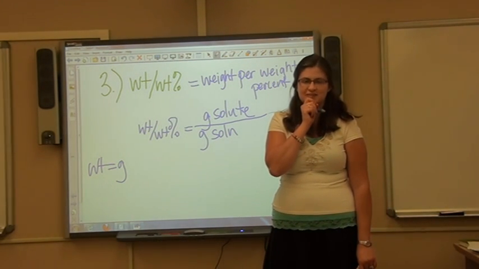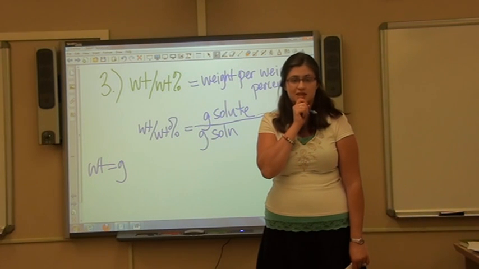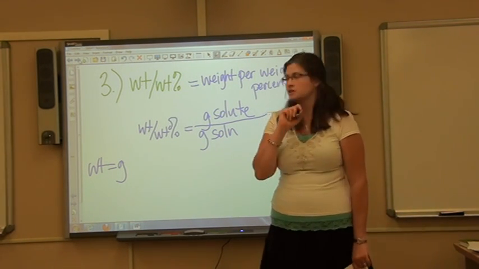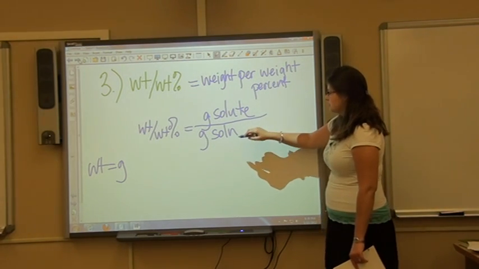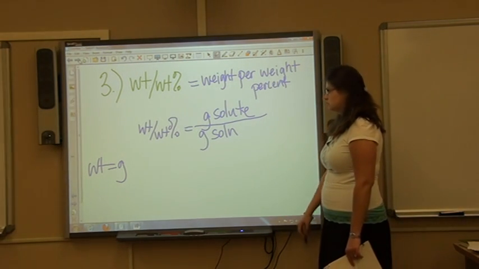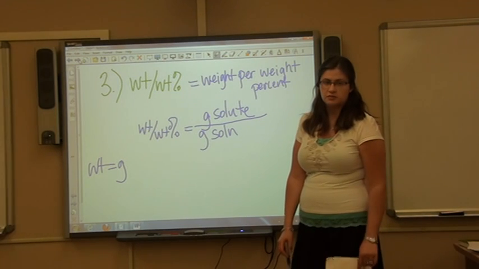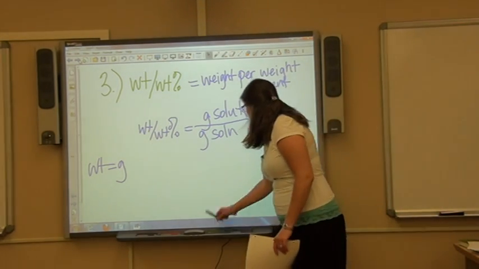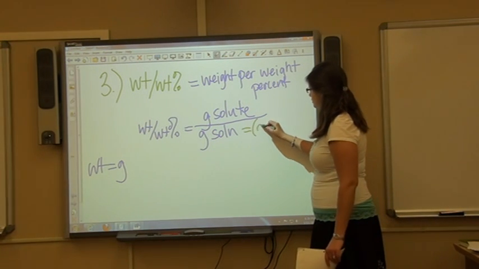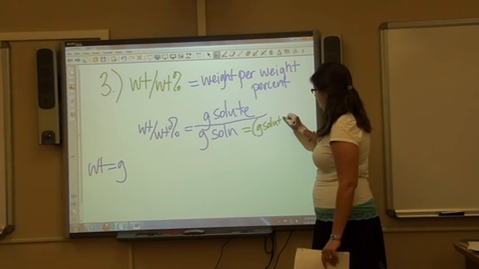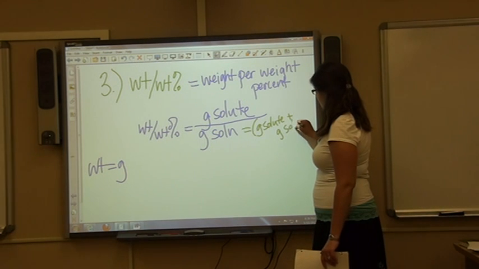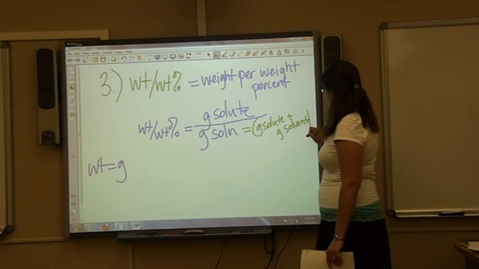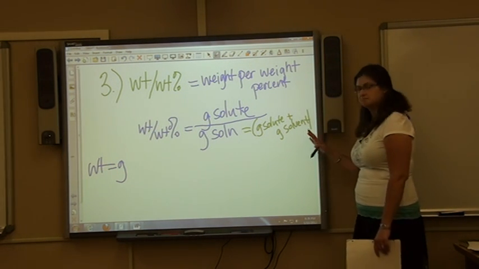Okay, weight per weight percent solutions are exactly the same as volume per volume percent, except that you have a different unit. So you have gram solute divided by gram solution. Just like in volume per volume, it's volume solute divided by volume solution. Same thing.